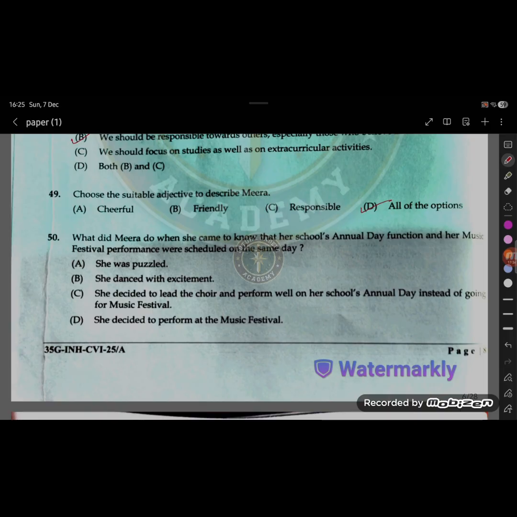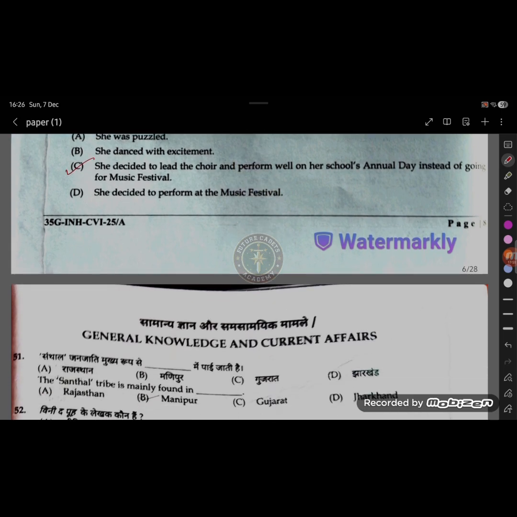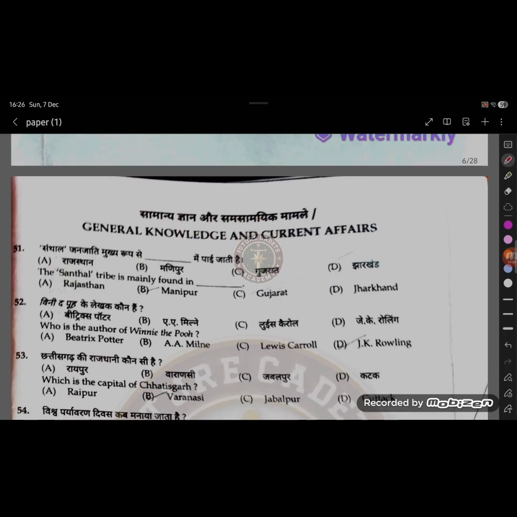Question number 50 for the comprehension. What did Meera do when she came to know that her school's annual day function and her music festival performance were scheduled on the same day? What was Meera's reaction? She decided to leave the choir and perform well on her school's annual day instead of going for the music festival. So it shows her resilience, as you all have shown till now.